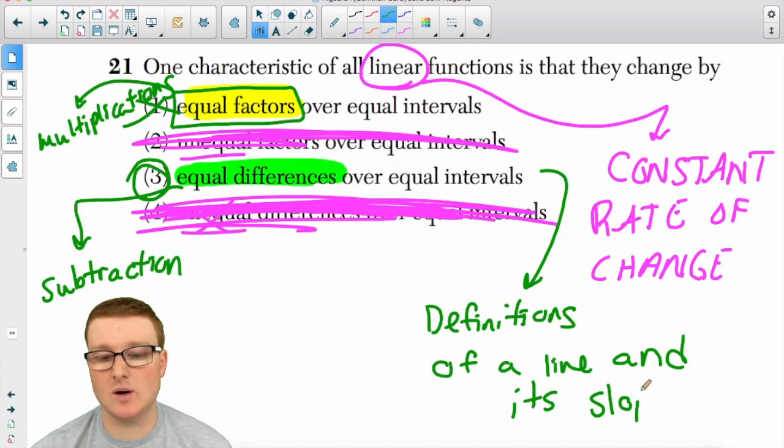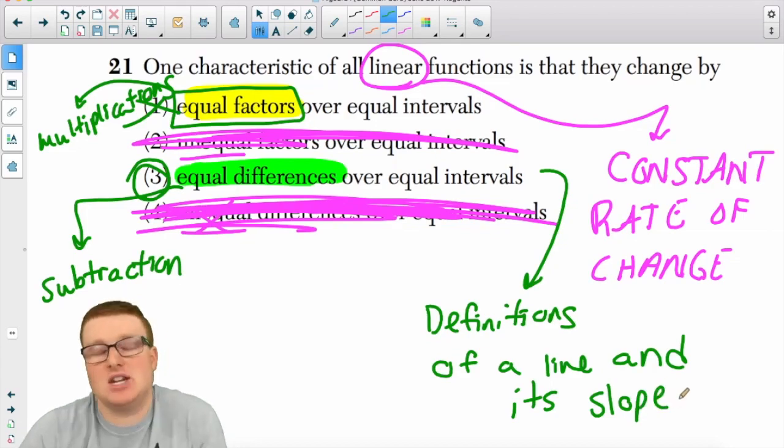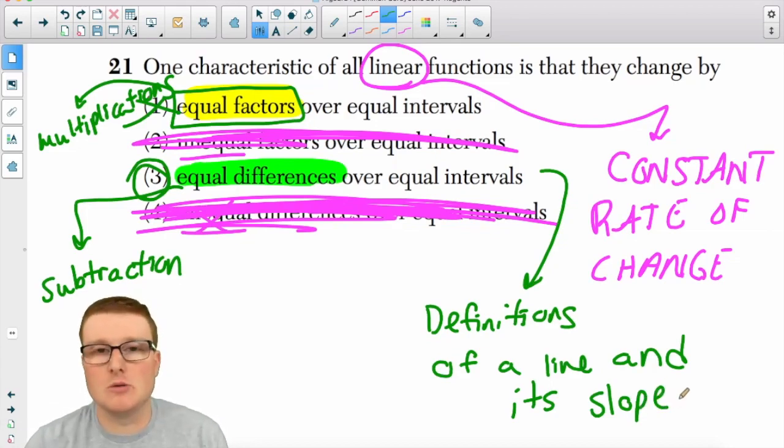I think that's a nasty question. You really had to just know the definition of a slope and a line.